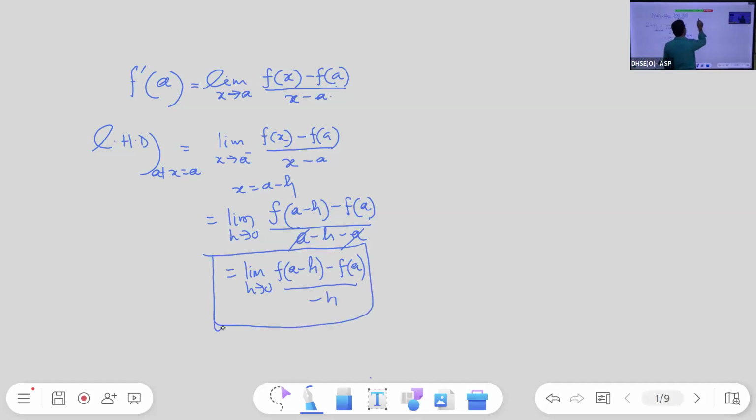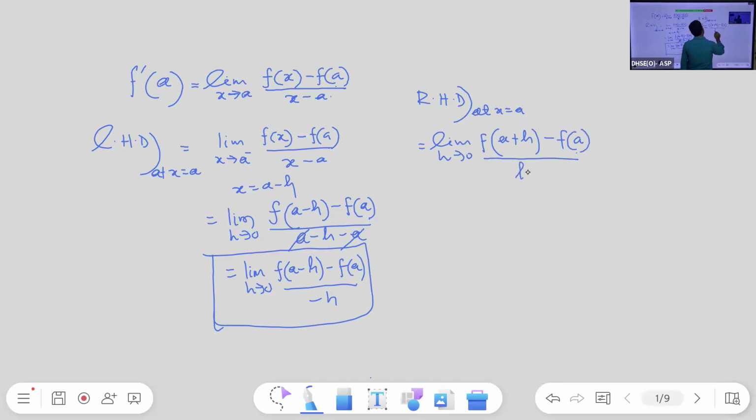Then the right hand derivative at x is equal to a, RHD, is equal to limit h tending towards 0, f of a plus h minus f of a upon h. This is the right hand derivative.